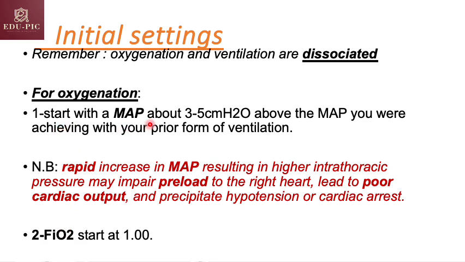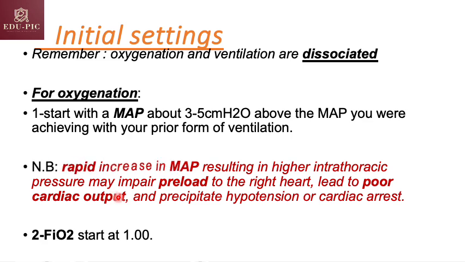Start with the MAP about 3 to 5 centimeters of water above the MAP you were achieving with your prior form of ventilation. So if you're using conventional ventilation and the MAP is, for example, 20, you add 3 to 5 to this 20, it will be 23 or 25 on the high frequency machine, and this will be your starting point, and then you will adjust according to the lung inflation. We will talk about this in the next slide.